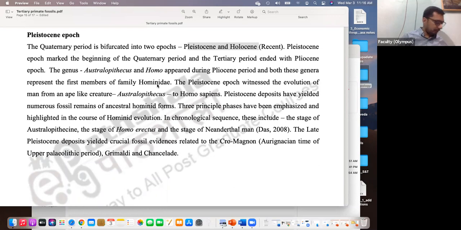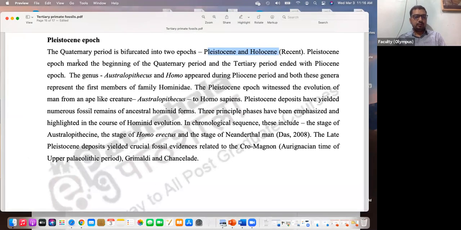Where possible, I'm also going to add cultural aspects of them. What culture was present at that time? So we are moving from 1.5 to 1.6. This is the bridge part. So we are moving to the Quaternary part.